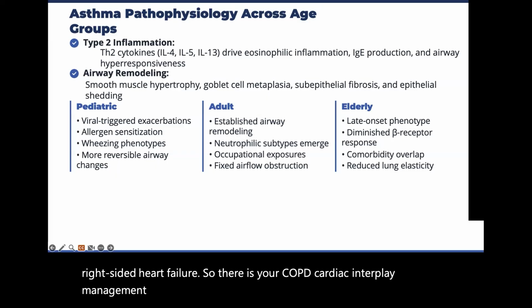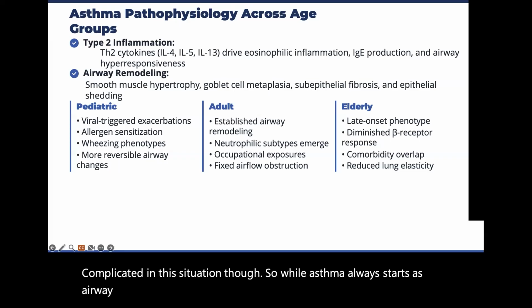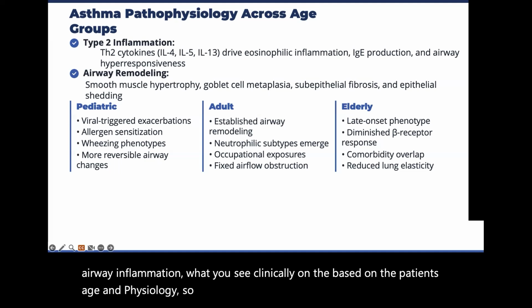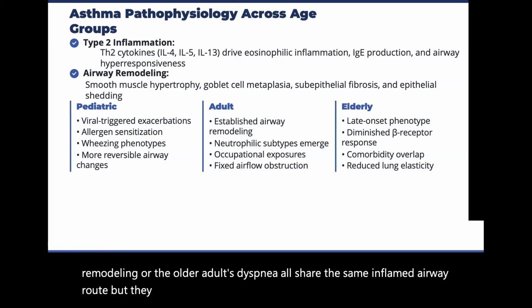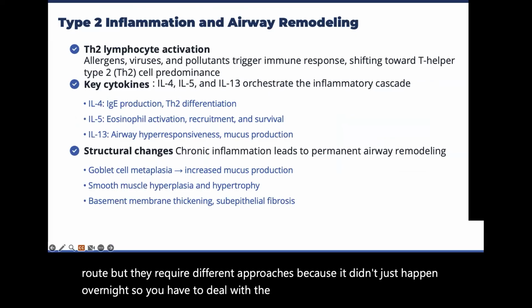Management gets complicated in this situation, though. So while asthma always starts as airway inflammation, what you see clinically depends on the patient's age and physiology. So a child's asthma flares, an adult's airway remodeling, or the older adult's dyspnea all share the same inflamed airway root, but they require different approaches because it didn't just happen overnight. So you have to deal with the chronic stress over time.